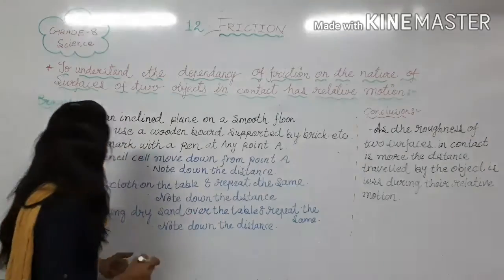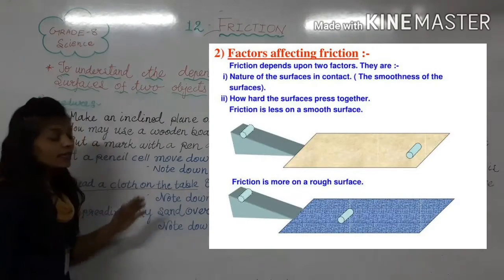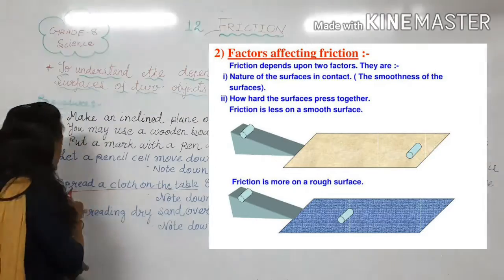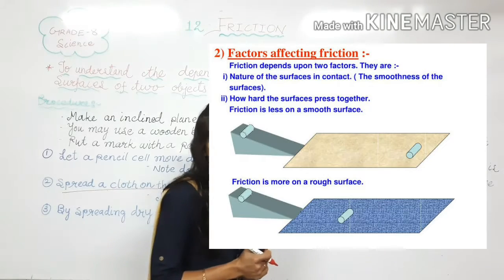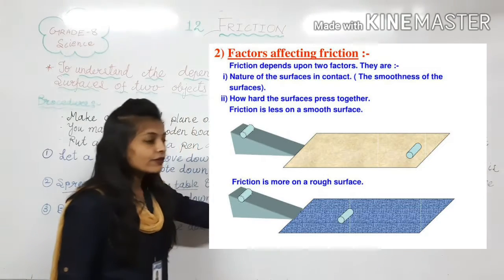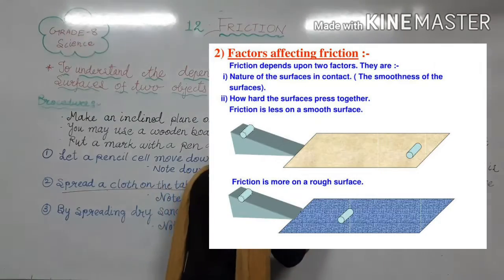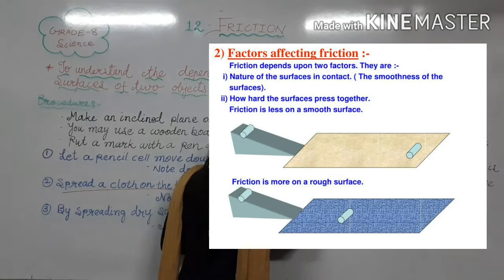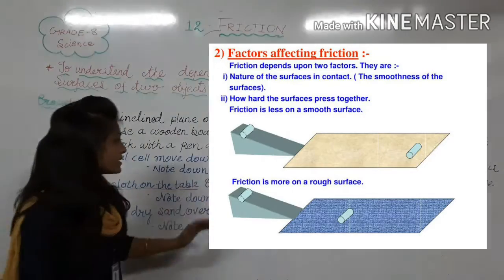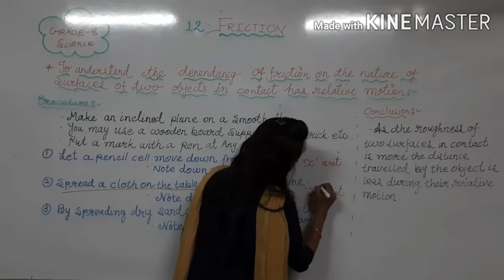In the second situation, we will spread a cloth on the table. See in the diagram also. On the table we have now spread one cloth. Again the same thing: from point A we will move the cell and again note down the distance. Suppose in the first situation the distance covered is x units, and in the second situation the distance covered is y units.